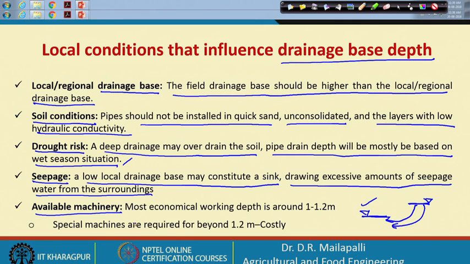And available machinery. The most economical working depth is around 1 to 1.2 meter. So, this is the drainage depth. If you can go 1 to 1.2 meter, this is economical. If you still want to go deeper, then special machines are required, and that will be really costly.